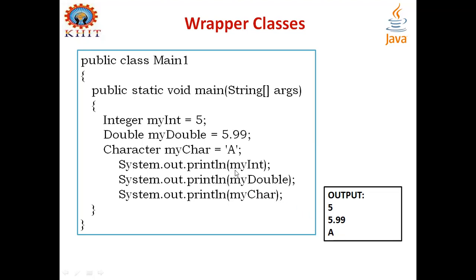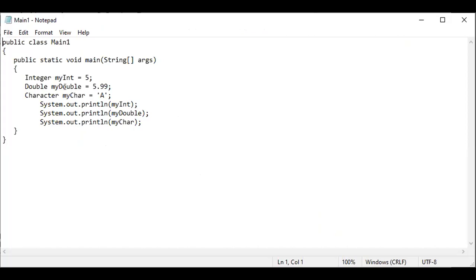Okay, go to the execution part of this one. I will show you main1. Yeah, this is the class program. We have taken three wrapper classes, Integer, Double, and Character, and go to the console.